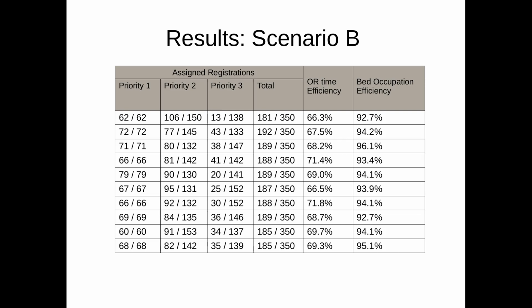And all these 10 instances are generated with the same facts. The same facts are taken, and they are being tested 10 times in order to have an average value, to see that there is no kind of variation in the different instances. So these 10 instances were randomly checked, and bed occupation efficiency is almost greater than 90%.